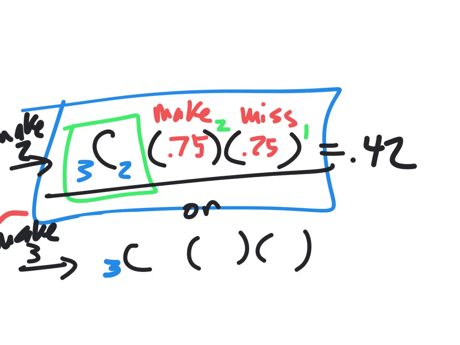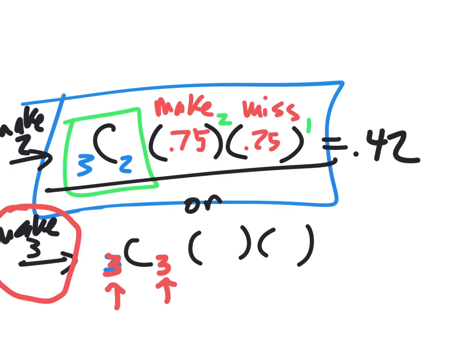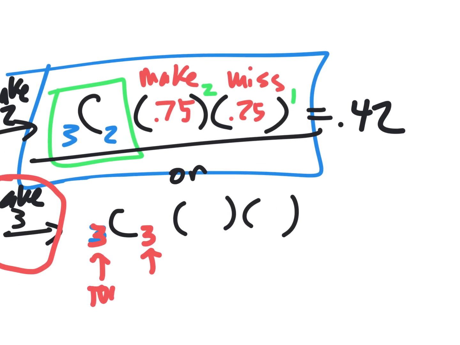So this is finding the probability we're going to make 3. If I have 3 shots, this will be a 3. That's how many I took. This is how many I made. I took 3 and I made 3. So that's 3C3. Now, if you want to save some time in the future, 3C3 is just going to be a 1, isn't it?